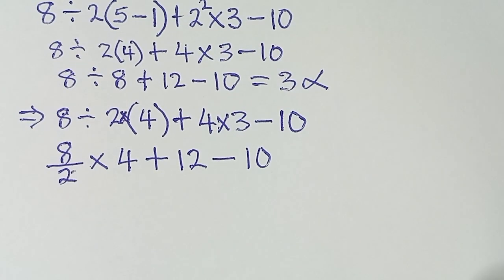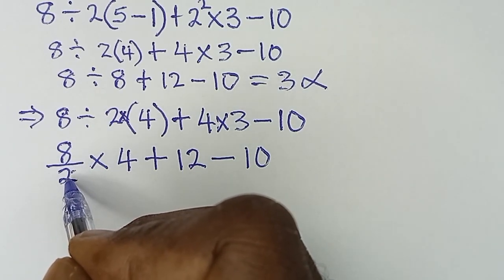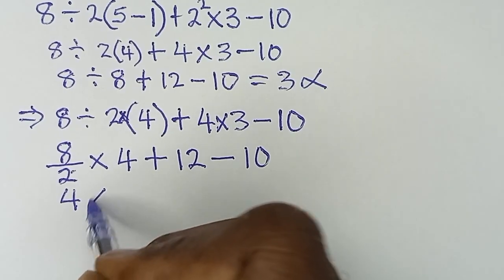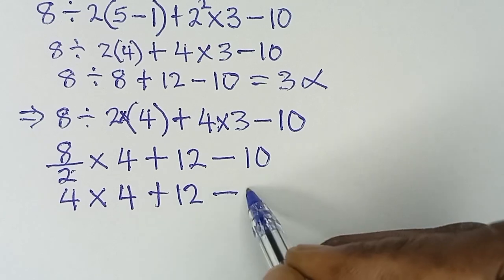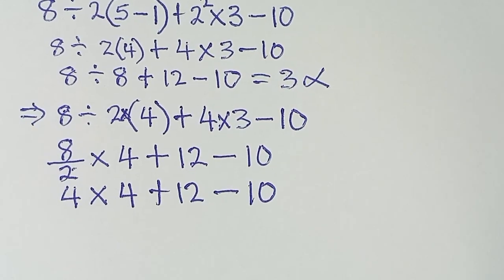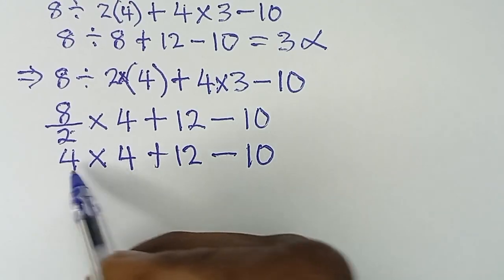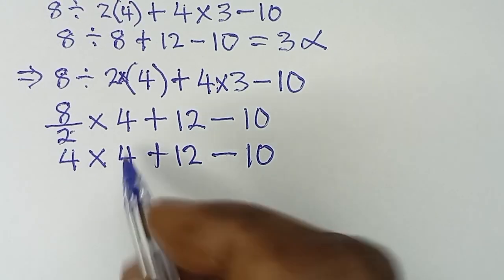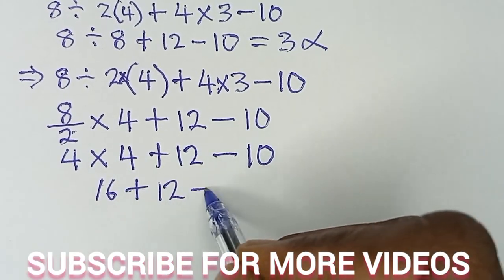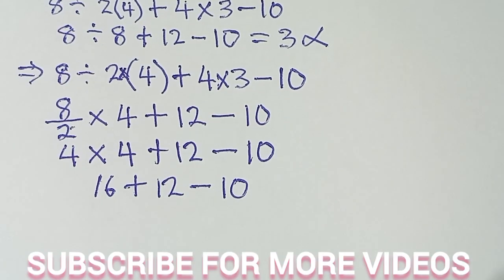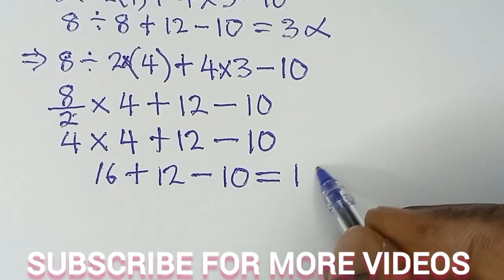Working further now on this, I have 8 divided by 2, which is 4, multiplied by 4, plus 12 minus 10. Now, the next thing for us to do is to multiply this one first. 4 multiplied by 4 is 16. So I have 16 plus 12, this 12, and then minus 10. So 16 plus 12 is 28. And then 28 minus 10 will give us the final answer as 18.